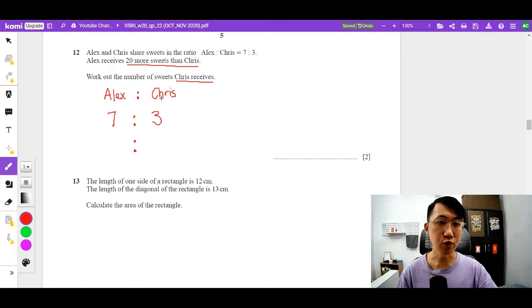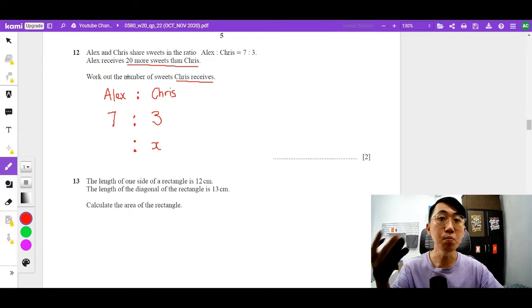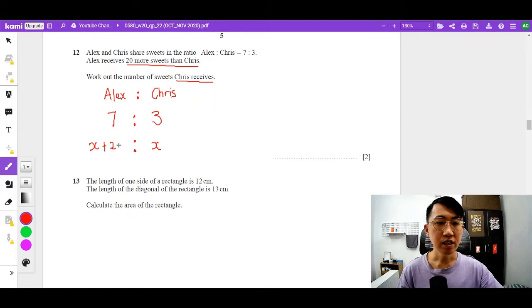Alright, so lay out your ratio like this first. Alex getting 7 parts, Chris getting 3 parts, okay? Now, every time you do not have enough information or you try to find out something, you're going to use algebra x to represent 3 parts. So Chris, you use x to represent 3 parts, and this information right here tells you that Alex is going to be x plus 20 more than Chris, right? So x plus 20.